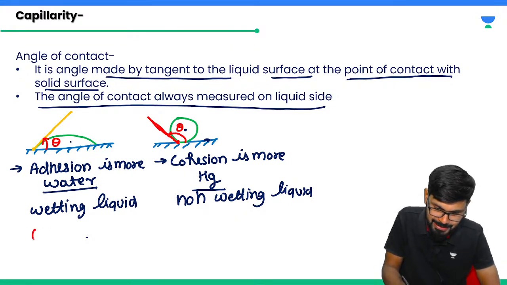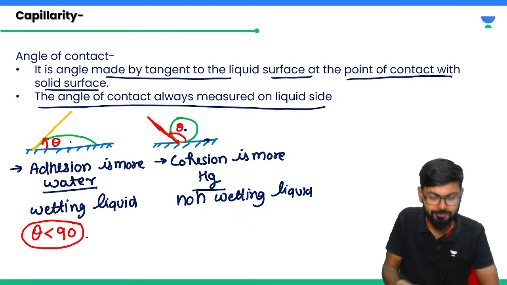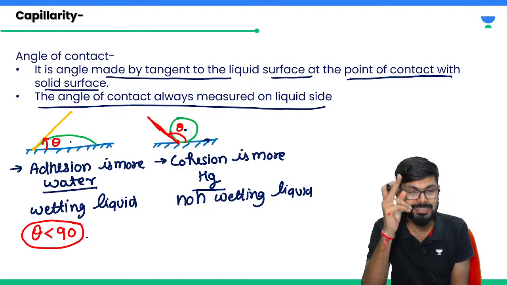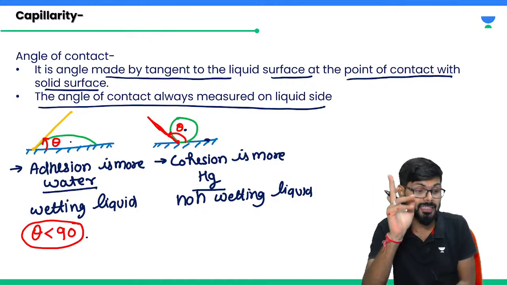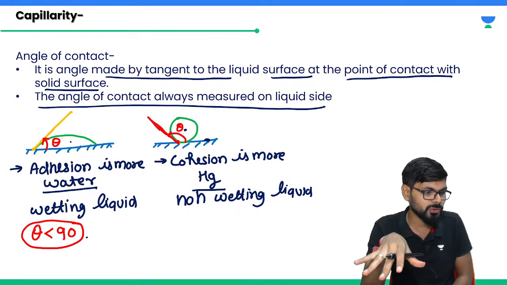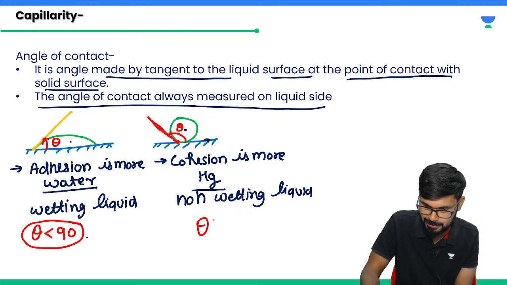So now here you can say that theta value is always less than 90 degrees for wetting liquids. The angle of contact will always be less than 90. This question was asked in ESC. For wetting liquid, that is the criterion. Now here, for the non-wetting liquid, theta value will be greater than 90 degrees.